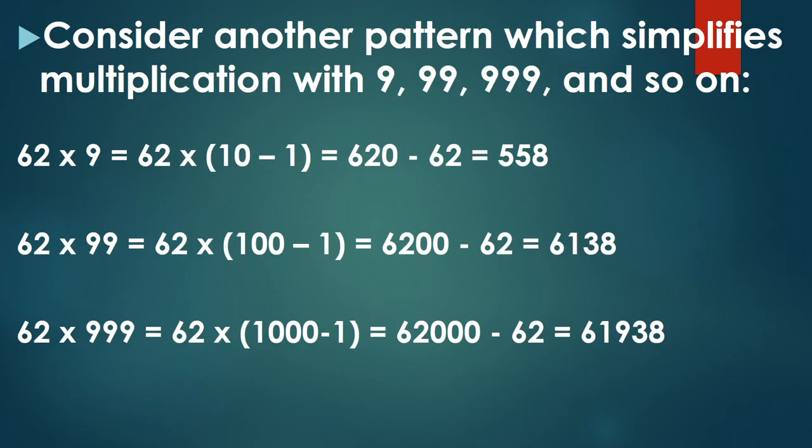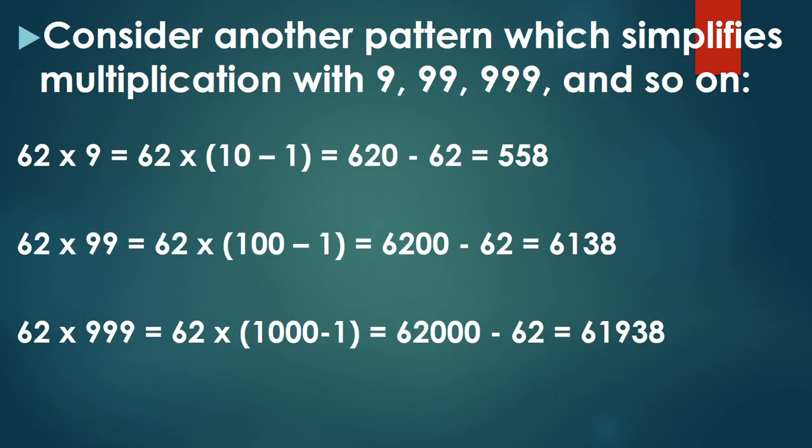That means once 62 is multiplied by 10 and then 62 is multiplied by 1, and between them there is a minus sign, as here it is minus sign. 10 minus 1. So 62 multiplied by 10 is 620, and 62 multiplied by 1 is 62. Now subtract both, you will get the answer 558.